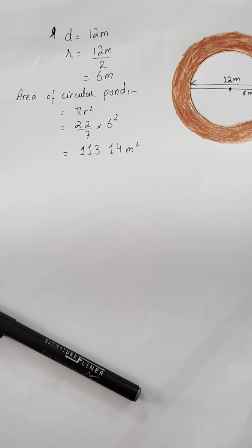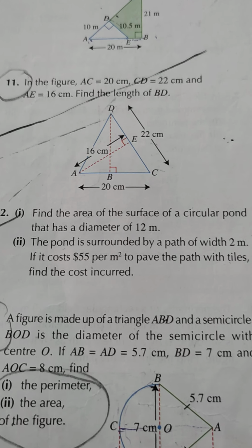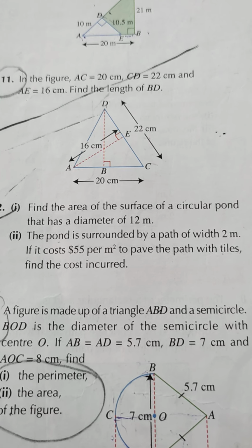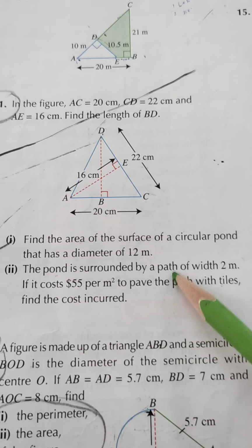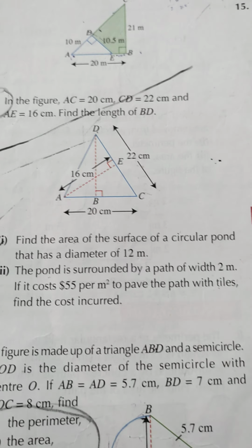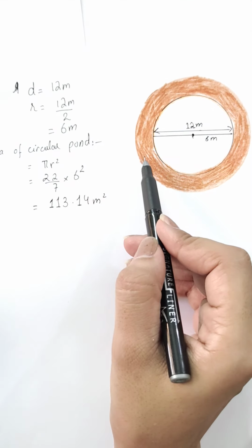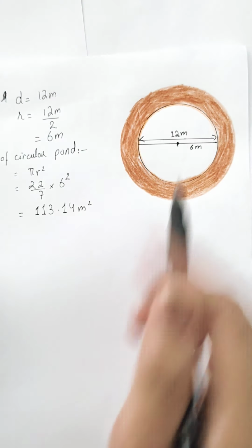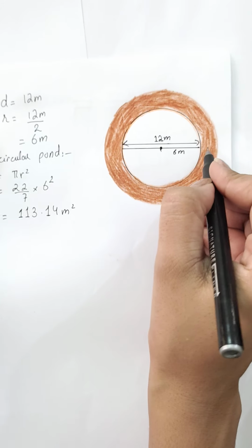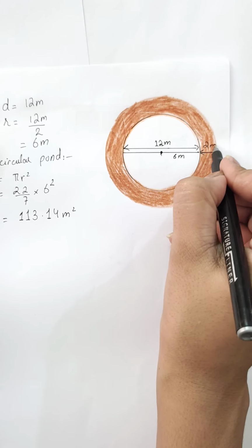Okay, let's move to the next part of this question. The next part is, the pond is surrounded by a path of width 2 meter. This is the pond, and the circular region shows that the path surrounds the pond. And what is the width of this path? The width of this path is 2 meter.